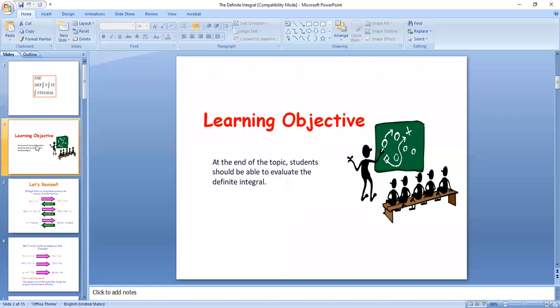As for the learning objective for this topic, you are expected to be able to evaluate definite integrals. And since this is already a definite integral, your answers will no longer be functions of any variable, but rather a real quantity, a real number.